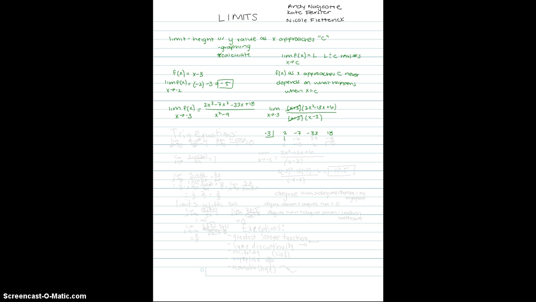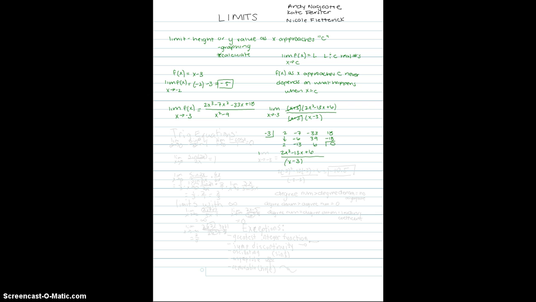Okay, and then you're going to bring down your 2. 2 times negative 3 is negative 6. Add those together, and you get negative 13. 13 times negative 3 is 39. And then if you add those together, you're going to end up with 6. 6 times negative 3 is negative 18. You take that out, you get a 0. Factored, so you're left with 2x squared minus 13x plus 6. And this is going to be over your factor, which is x minus 3.